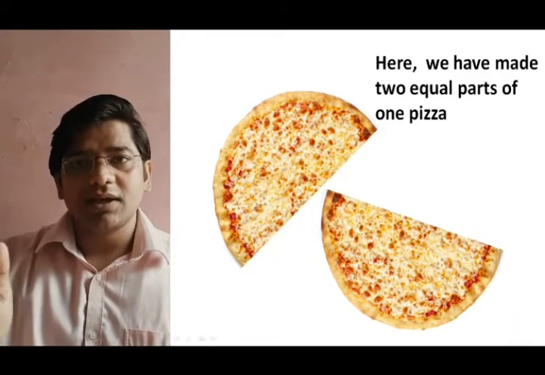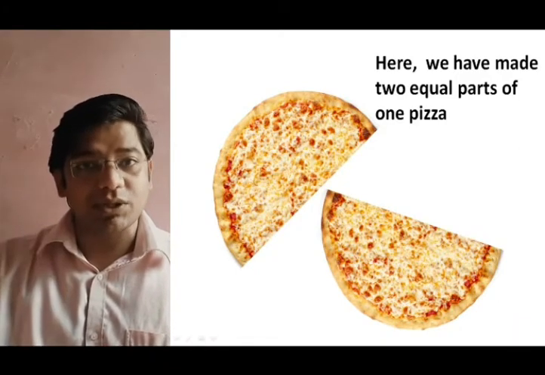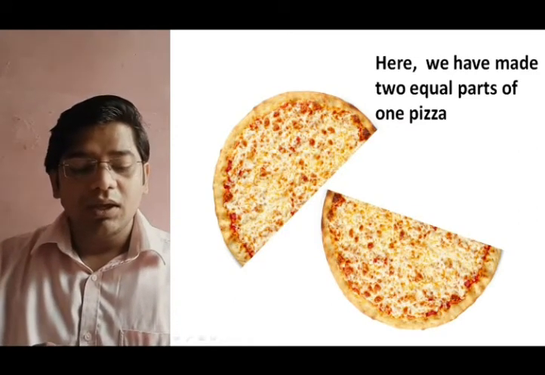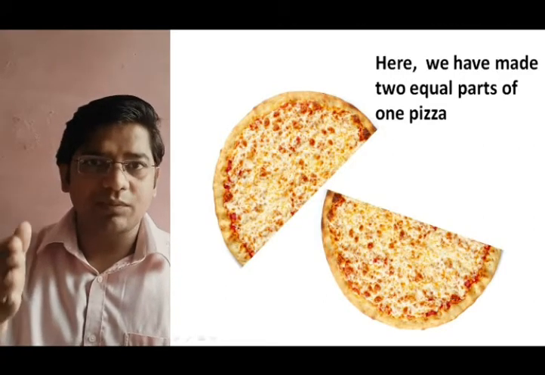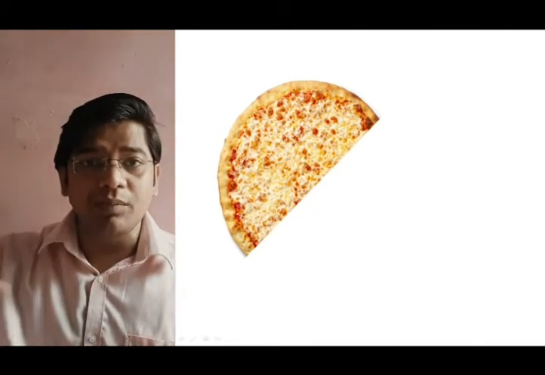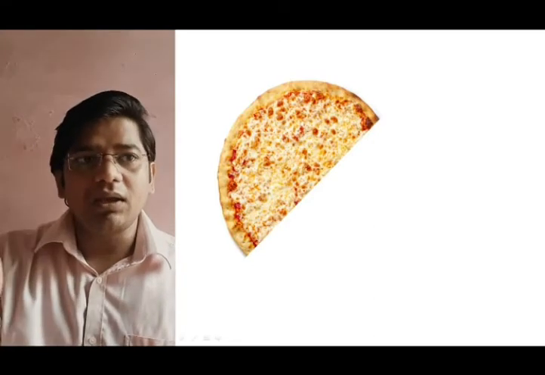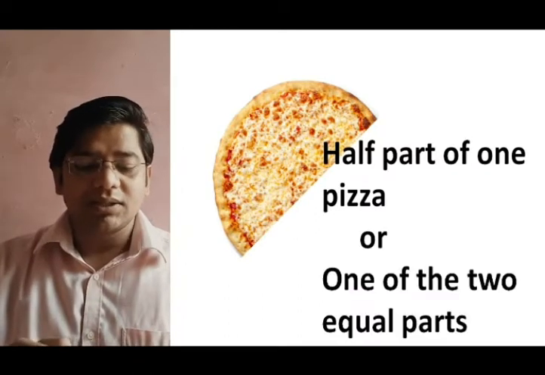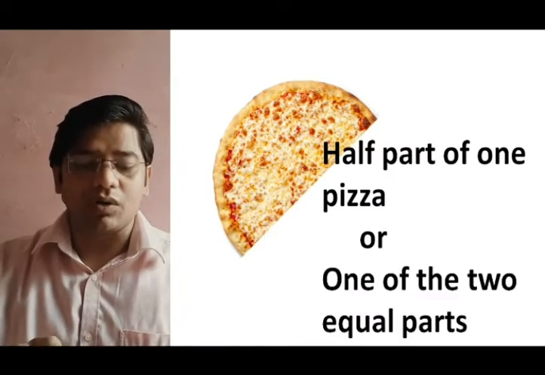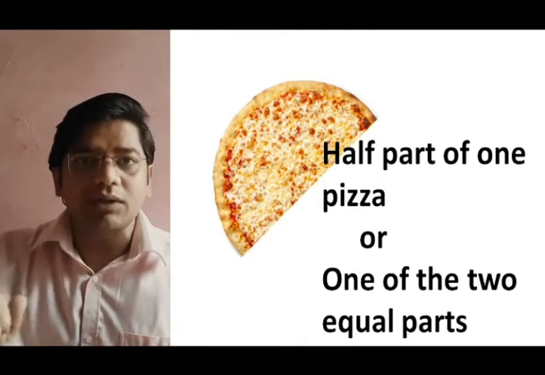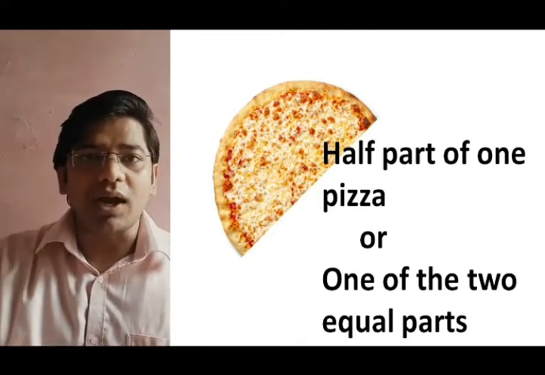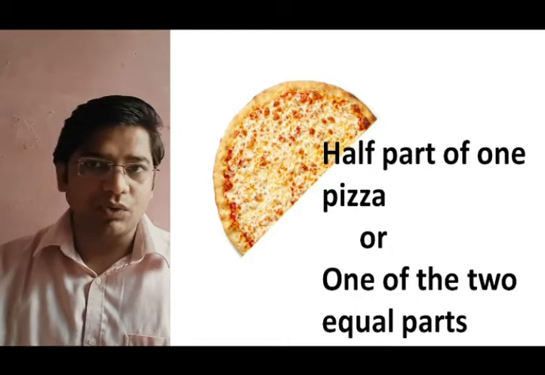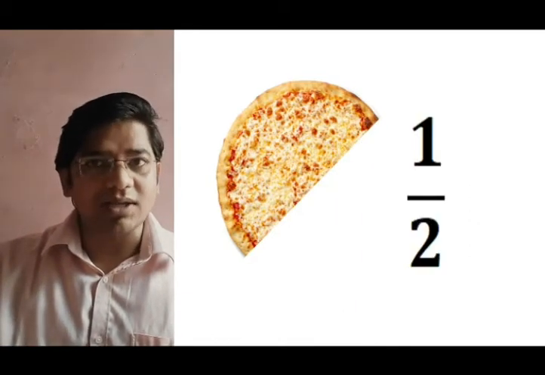Now the question arises: if I am eating one pizza, I can write in mathematics 1, and if I am eating two pizzas, I can write 2. But if I am eating half a pizza, that means if I make two equal parts of one pizza, then how do I write this half part in mathematics? I can say in words that this is a half part of one pizza, or one of the two equal parts of one pizza. But how to write it in mathematics? In mathematics we can write it as 1 upon 2. Yes, 1 upon 2 can be read as half.